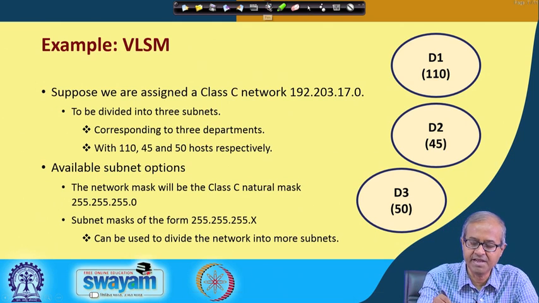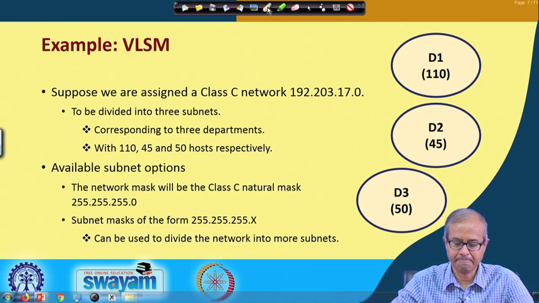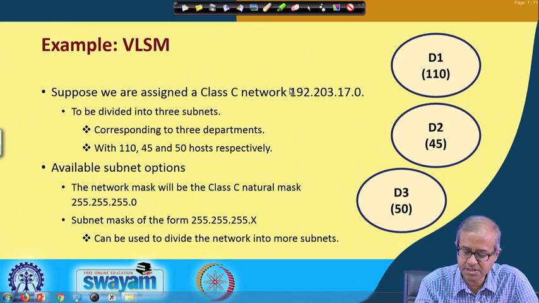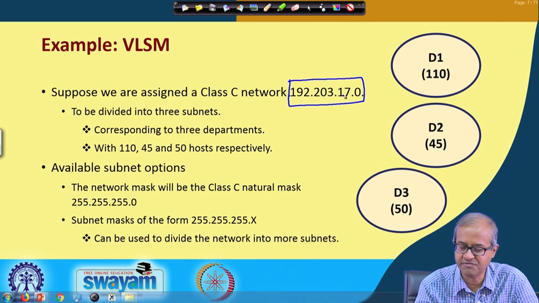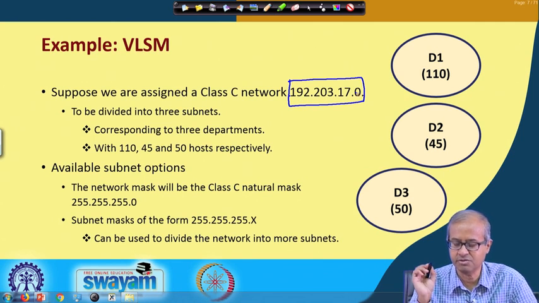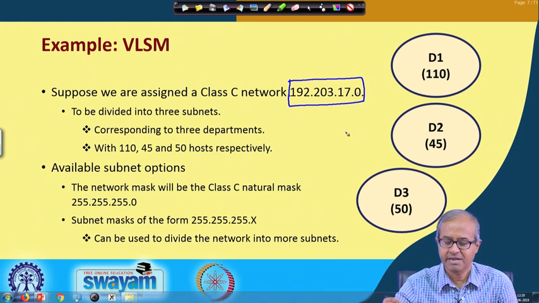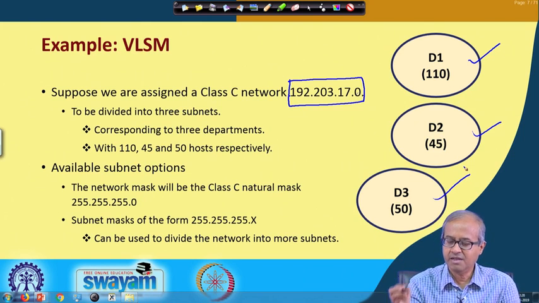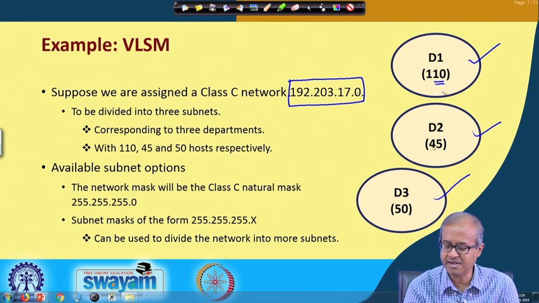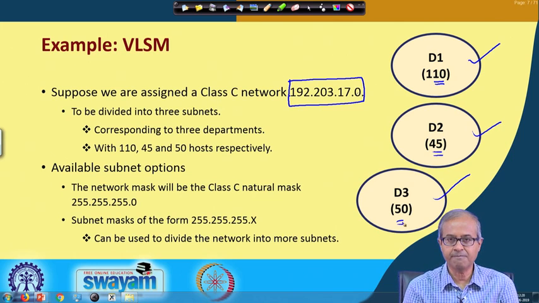Well, here I am taking a very specific example. Suppose I have a class C network 192.203.17, a 24 bit network, and the last 0 is the host part. Let us say in an organization there are 3 departments D1, D2, D3. I am trying to make 3 different subnetworks, and the number of computers are 110, 45 and 50.